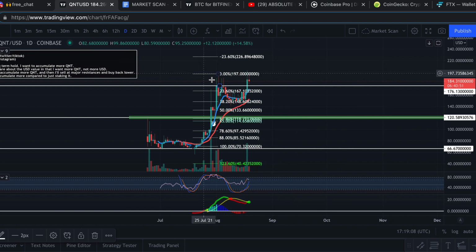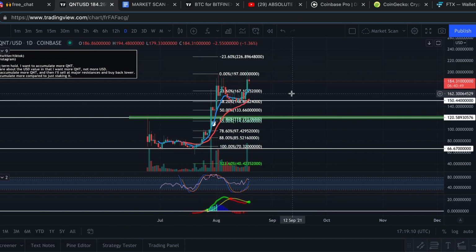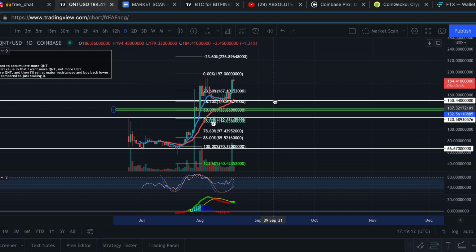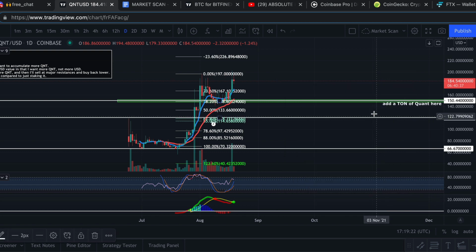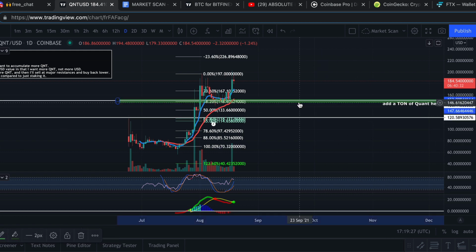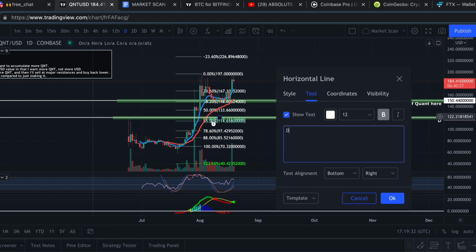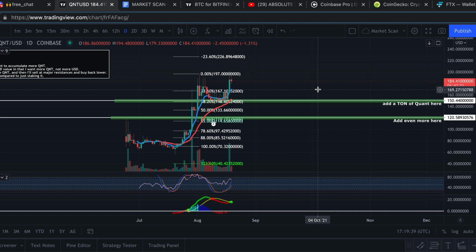That's all that I could ask for. I don't care about the USD value. I only care about the value of Quant. So if it comes down here, I'm going to add a ton of Quant here. And then if it comes down here, add even more. Add even more here. There you go. Let me publish these ideas and turn them into alerts.